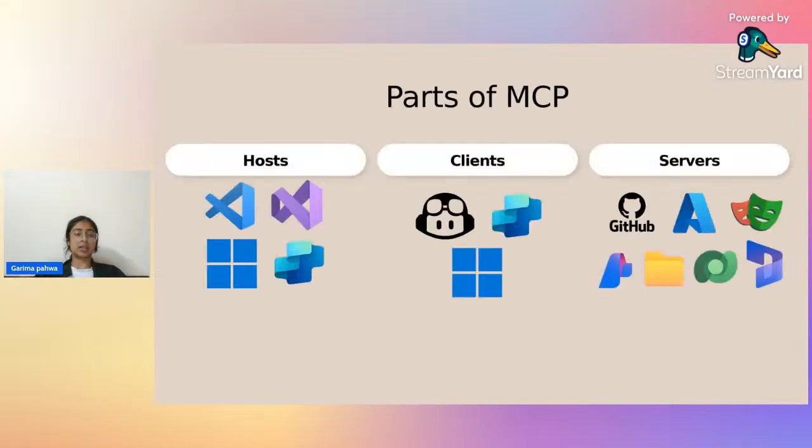Moving on to the next slide. So now we talk about the parts of MCP. There are three main parts to know about when we are talking about Model Context Protocol. There are host programs like VS Code, Copilot Studio, integrated development environments, AI tools that want to access data through MCP. Basically, your thought process, your coding is in VS Code.